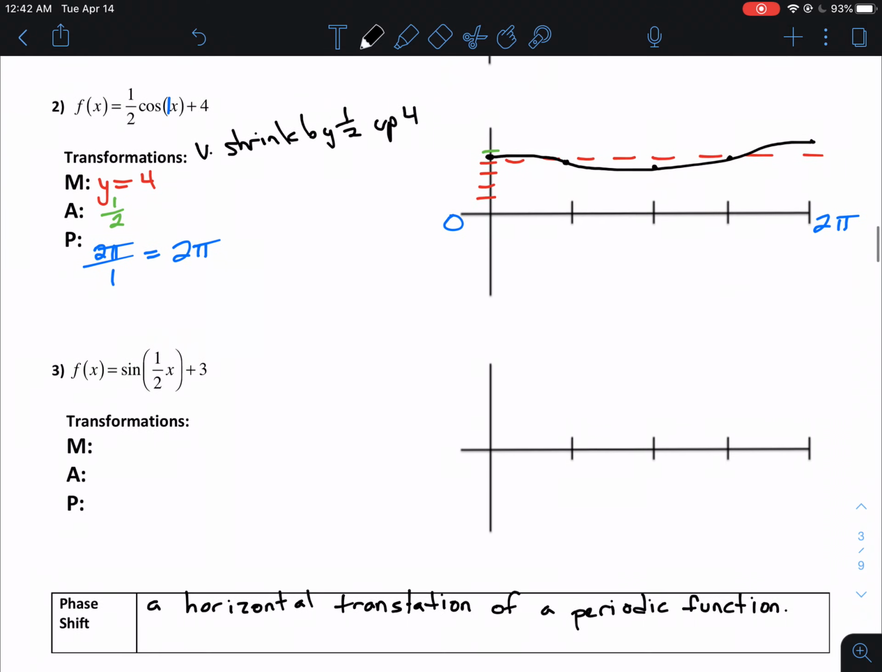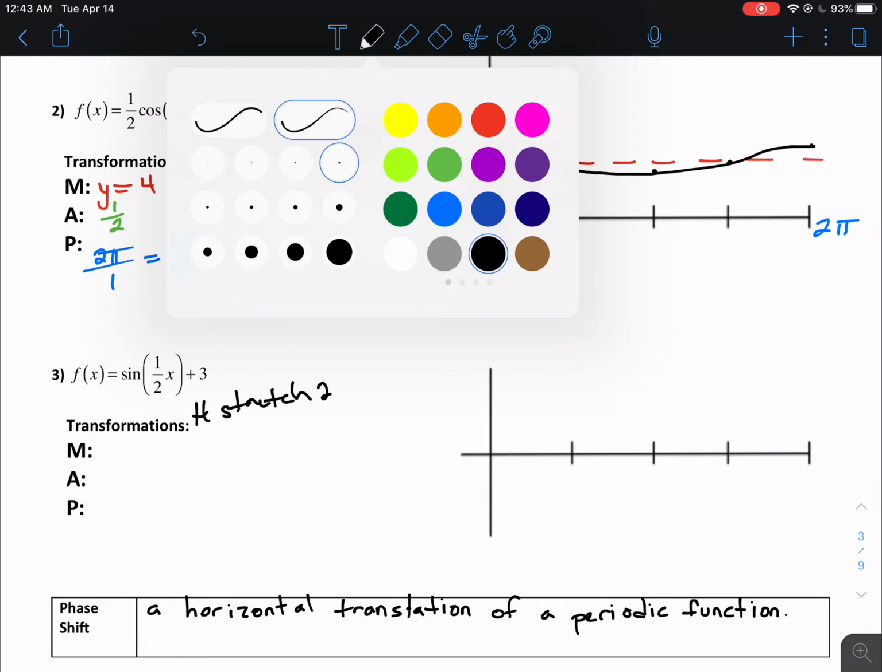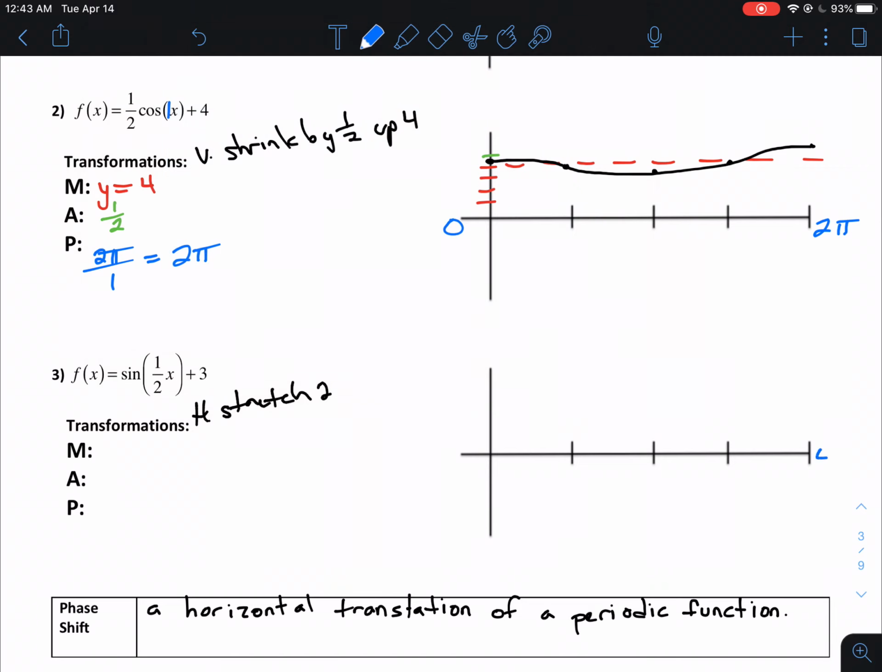So on number 3, we've got f of x equals sine of 1/2 x plus 3. So starting with our transformations, we're going to start with a horizontal stretch by a factor of 2. So what that should mean is that instead of going 0 to 2 pi, if you double that, we should be going from 0 to 4 pi. And we'll see if that's actually the case in just a little bit. The other transformation is that we are going to be shifting it up by 3.